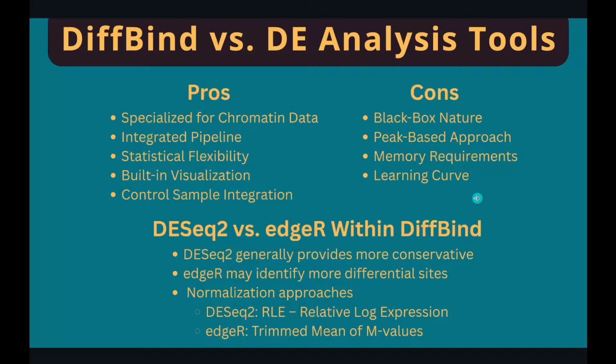DiffBind relies on two other R packages, DESeq2 and edgeR. DESeq2 generally provides more conservative results. edgeR may identify more differential sites, so pick the suitable one for your study.